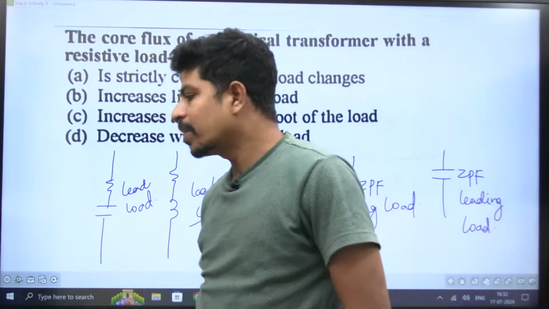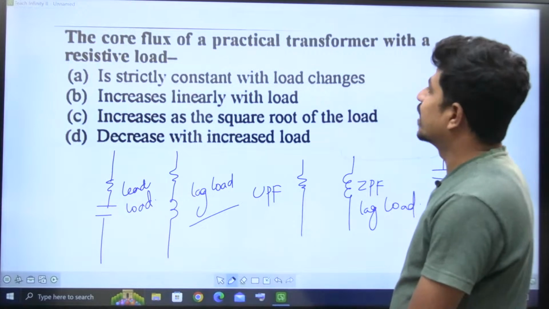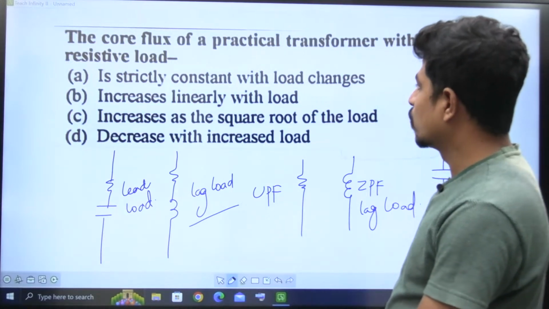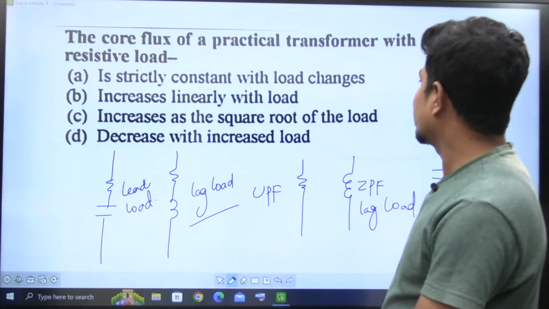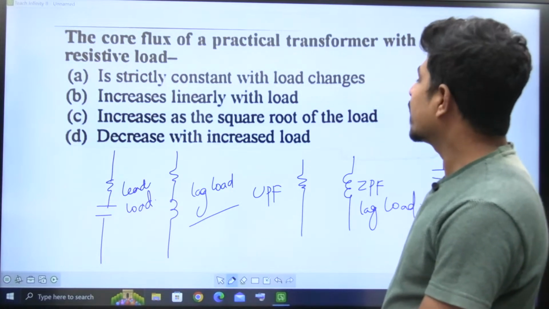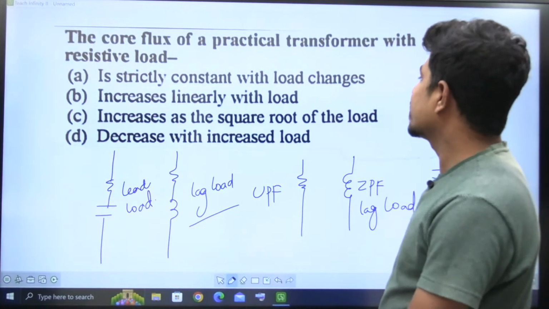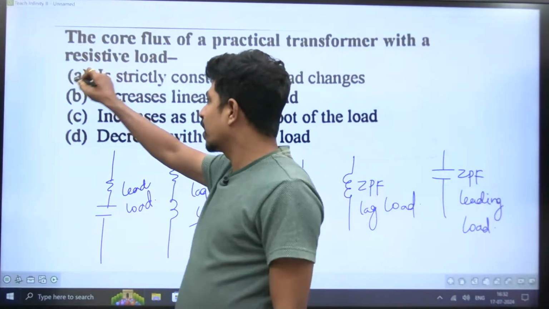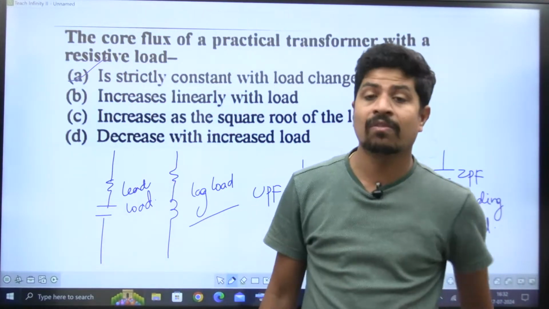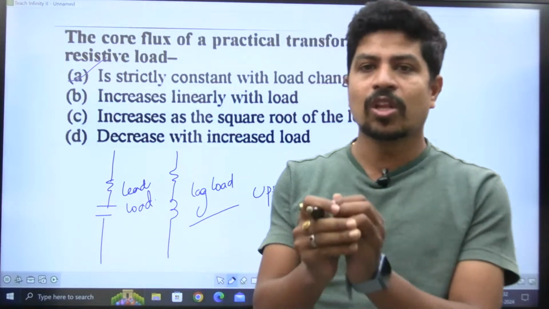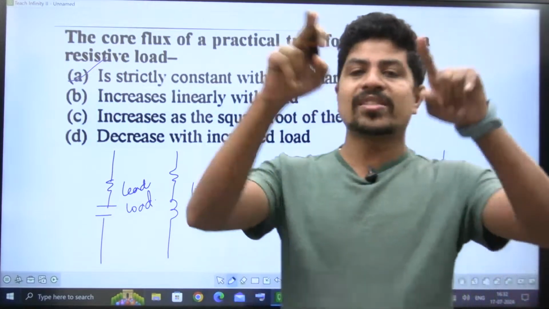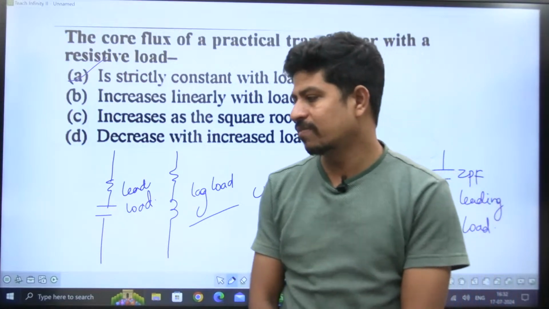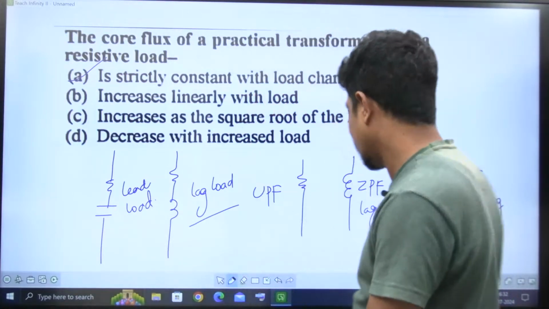Now the question is, anyone answered? Harika, given option A. Yes. The core flux of a practical transformer with a resistive load is: strictly constant with load changes, increases linearly with load, increases as the square root of the load, or decreases. See, I told you in the very beginning, transformer is a constant flux device. Irrespective of the load, its flux is going to be constant. Option is A.